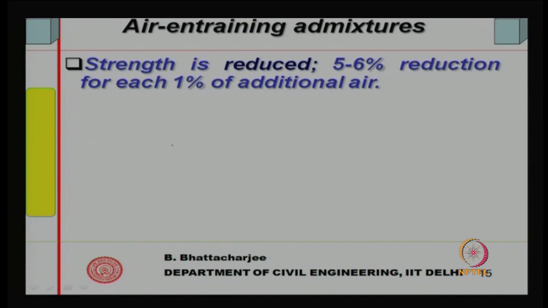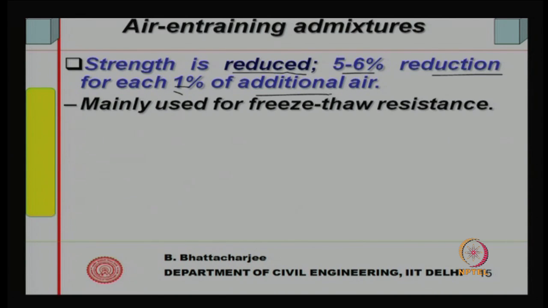Obviously, if you are introducing pores, one issue is that strength would be reduced. If you introduce pores, strength would be reduced, 5 to 6% reduction for each 1% of additional air. So, you add 1 more percent of air, 5 to 6% reduction in strength will occur. It is mainly used for freeze thaw resistance.